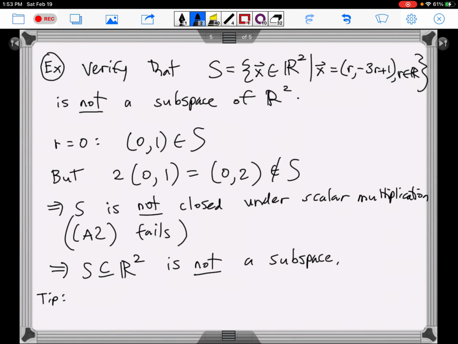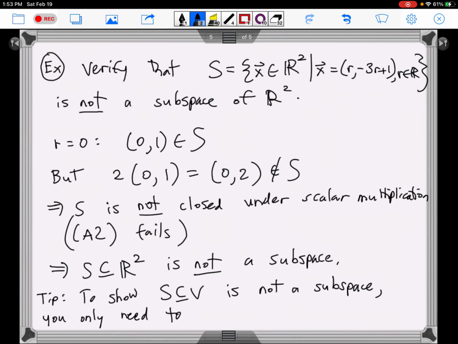So as a tip here, this is important: to show something is not a subspace, you only need to find one axiom counterexample. Think of it this way. If somebody made a claim that all sheep are white, how would you prove them wrong? All you need to do is find one single sheep that's not white, and then that disproves their claim, right? So if we want to show that this thing is not a subspace, all we have to do is find one single axiom of vector spaces that doesn't work. So you just have to look at it and think about the definition and think about what would fail about being a vector space.